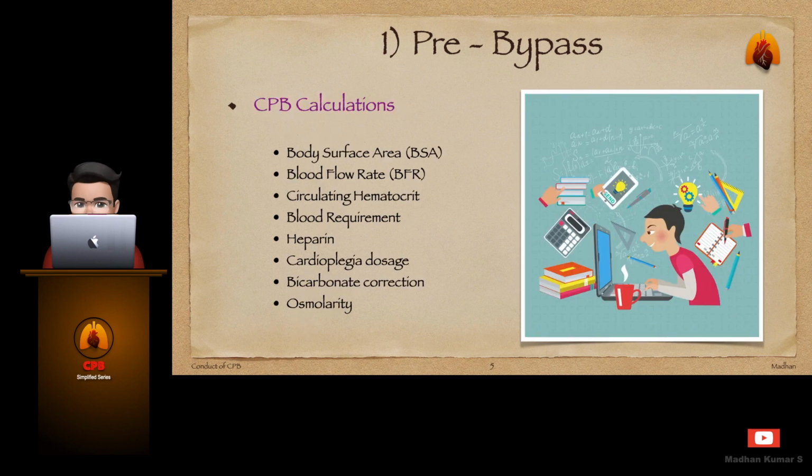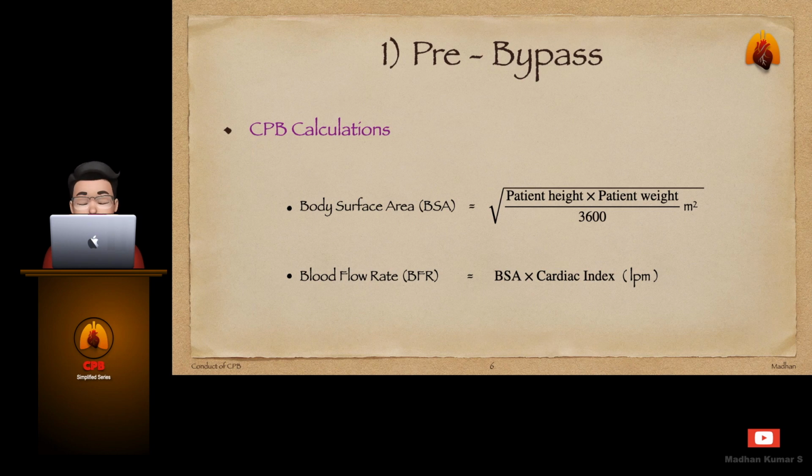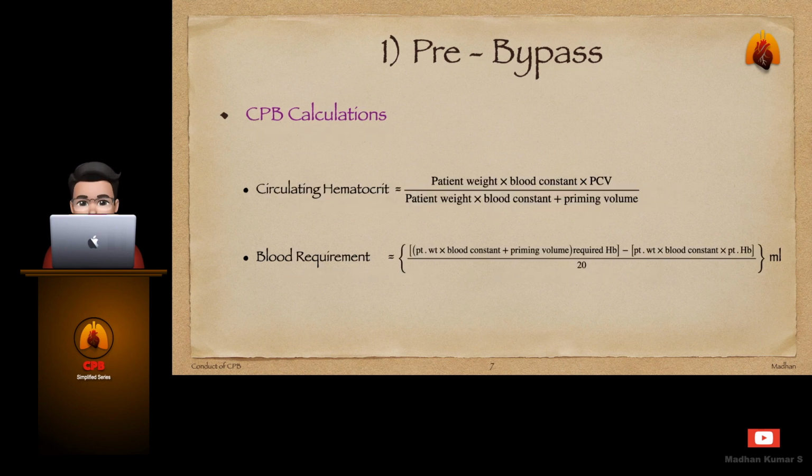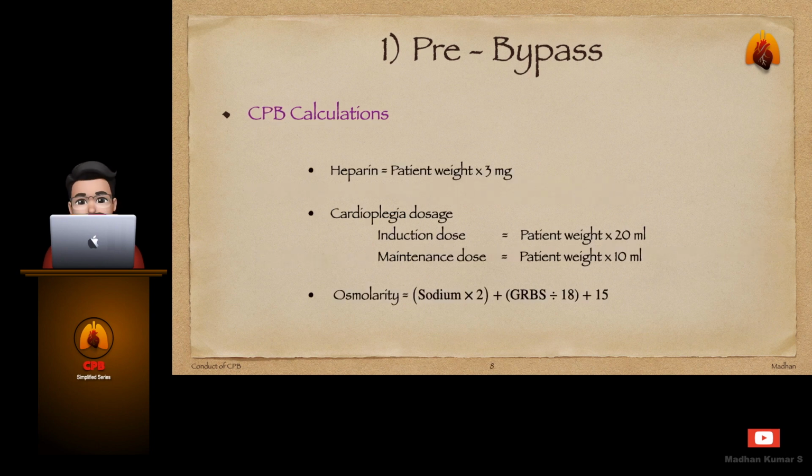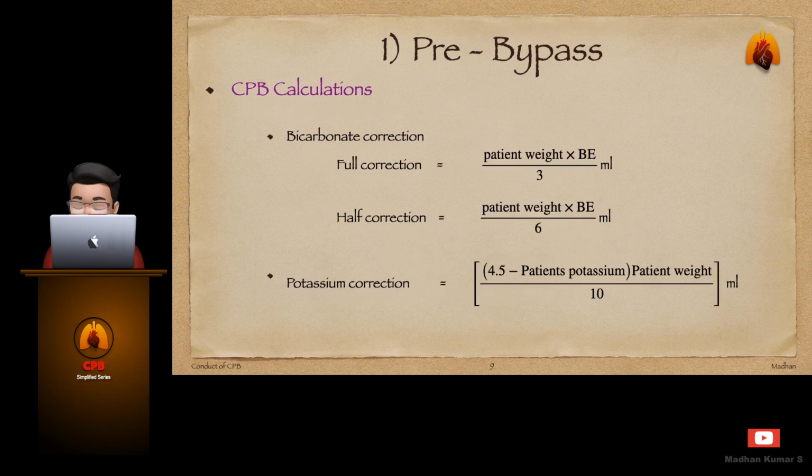With the collected data, the perfusionist has to perform the following CPB calculations prior to bypass: body surface area, blood flow rate, circulating hematocrit, blood requirement, heparin dosage, cardioplegia dosage, bicarbonate correction if required, osmolarity calculation. These are all the formulas used to calculate body surface area, blood flow rate, circulating hematocrit, blood requirement, heparin dosage, cardioplegia dosage, osmolarity, bicarbonate correction, potassium correction.